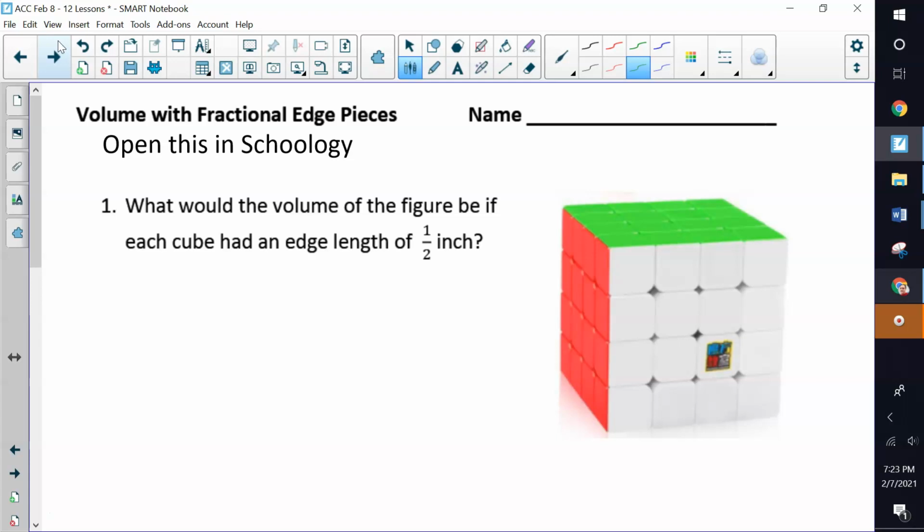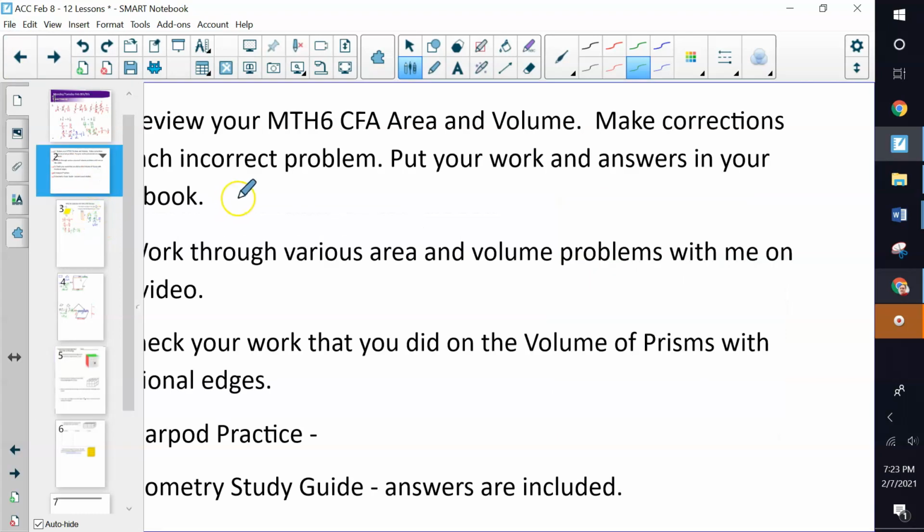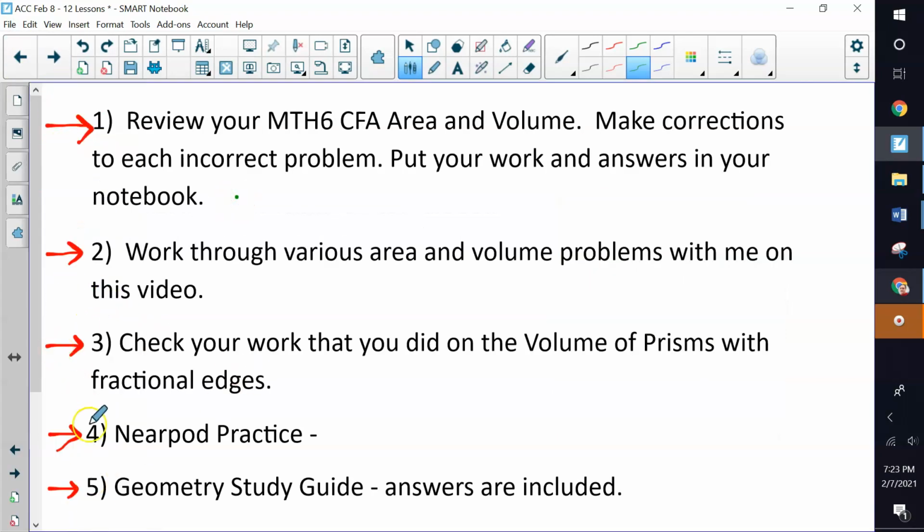If you got them incorrect, then you want to see some explanation on the problems you got wrong. I go through every single one of these problems in detail and show you how to solve these. Okay, it's pretty simple once you get the hang of it. Sometimes you just have to do it a few times and you're like, oh yeah, this is pretty easy, I got this. All right, so when you're finished with that, you want to follow the rest of these problems right here. Do the Nearpod practice and then the study guide, and that is today right there.